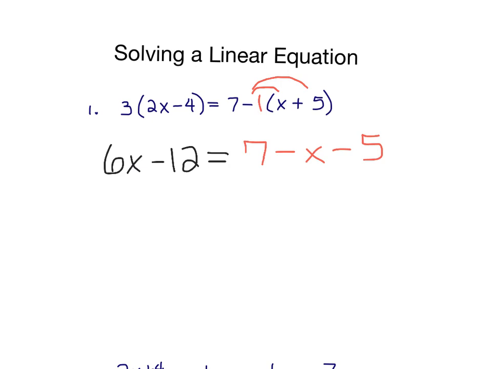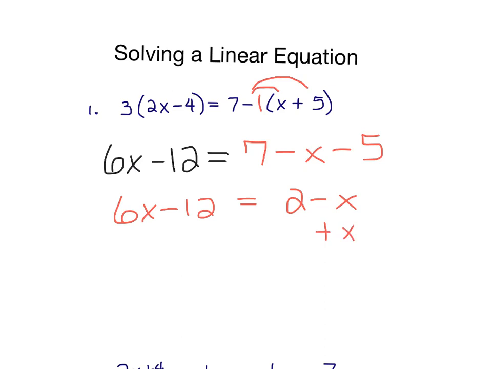Now I'm going to combine some like terms on the right side. So on the left, I'm just going to rewrite it. And then over here, I could get 2 minus x, or if you want to do negative x plus 2, whatever way works for you. Then now I'm going to begin grouping my x's. You need to move your x's to one side and your numbers to the other. I'm going to move my x to the left.